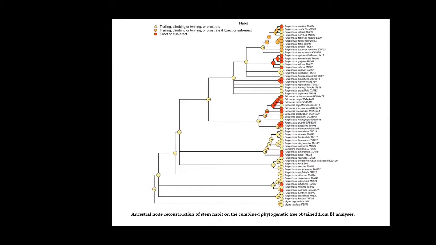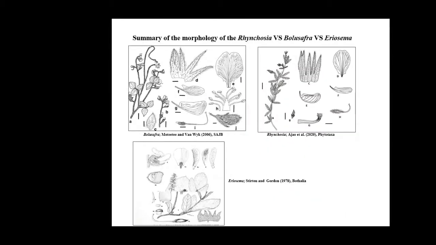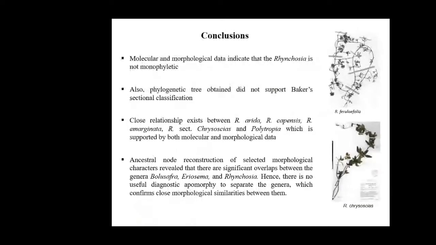Here is the morphology of Rhynchocia, Erosima, and Bolisaphra. Generally, they are very similar when we look at their morphology. You can see the calyx in all the genera, you can see the petals, the standard petals and the other characters. They are very similar. So now we can confirm that morphology and molecular data actually support the relationship between the species. Next slide.